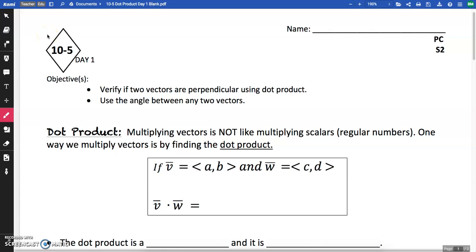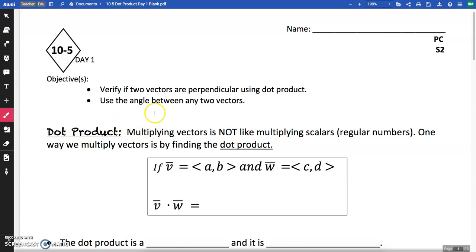All right, hi guys. Today we're doing 10.5 day 1. We're looking at a new operation with vectors today. Our new operation is called the dot product. So we've done our very basic adding, subtracting vectors, and then multiplying by a scalar. Today we're looking at something called the dot product.